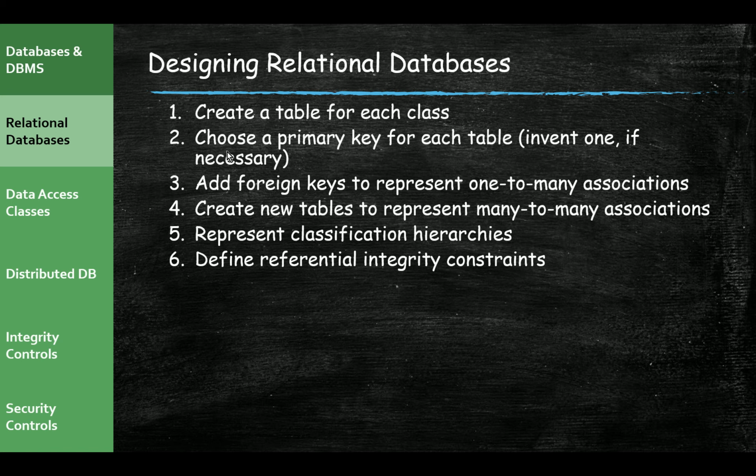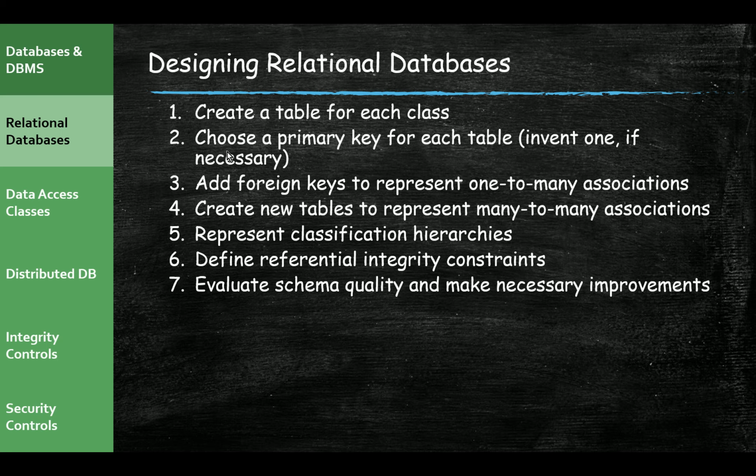We would represent classification hierarchies and define referential integrity constraints, meaning that maybe you can't delete a student if they're currently enrolled in a class. That would be a referential integrity constraint, because if the student's deleted but they're enrolled in a class, there could be some issues downstream. So those types of rules would have to be enforced in your database.